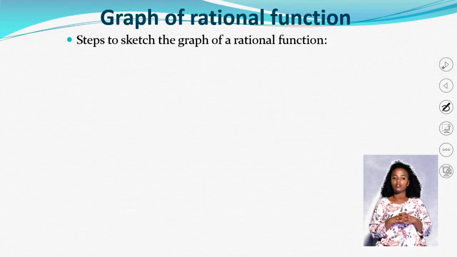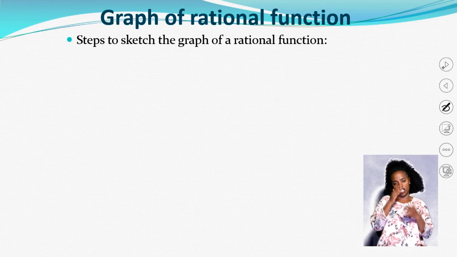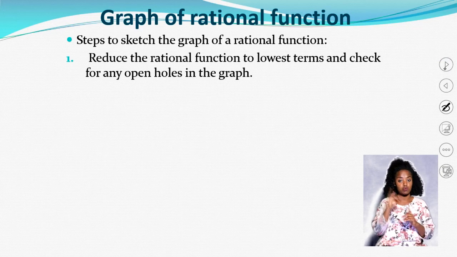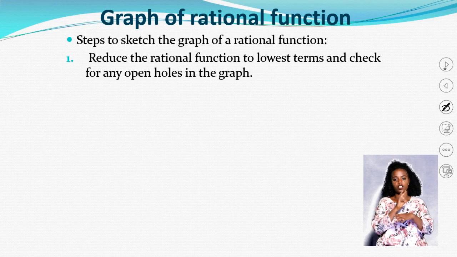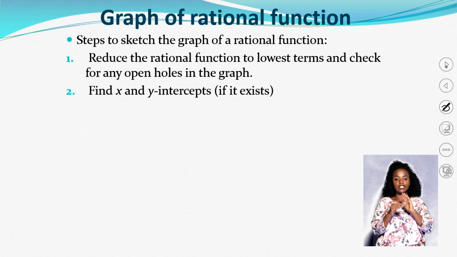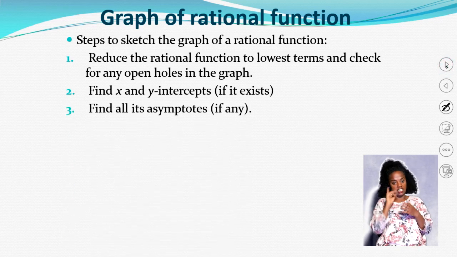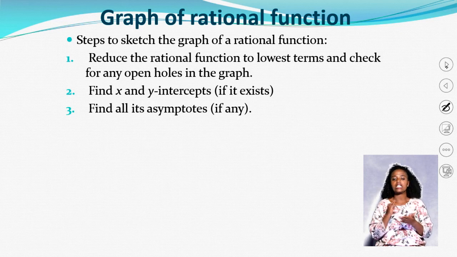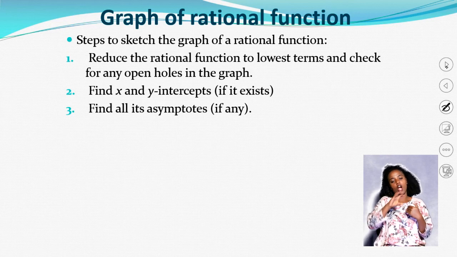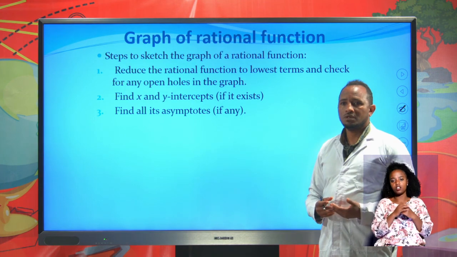Now, steps to sketch the graph of a rational function. To sketch the graph of a rational function, reduce the rational function to lowest terms and check for any open holes in the graph. And then find the x and y intercepts if they exist. It may or may not have them. And find all its asymptotes, if any. It may have horizontal, vertical, or it may have vertical and oblique, and so on.